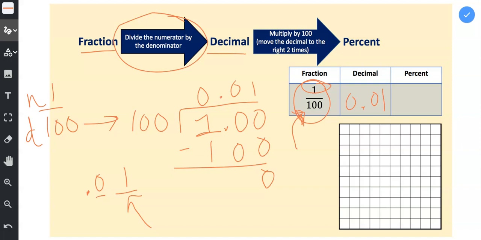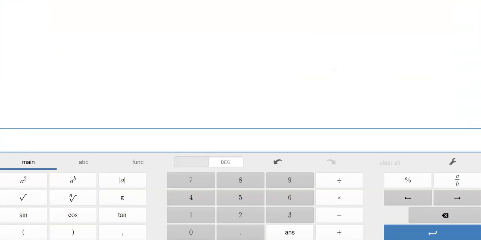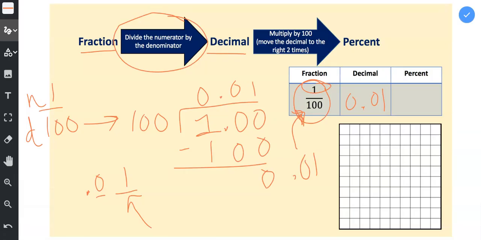Now let's move on to changing that decimal to a percent. So 0.01, I'm going to go over to the calculator, type in 0.01 times 100. This will move the decimal to the right twice, and I get a 1. Let me show you. Move it twice, we get 1 point, which is the same as 1.0, which is the same thing as 1, and we need to write a percent sign.